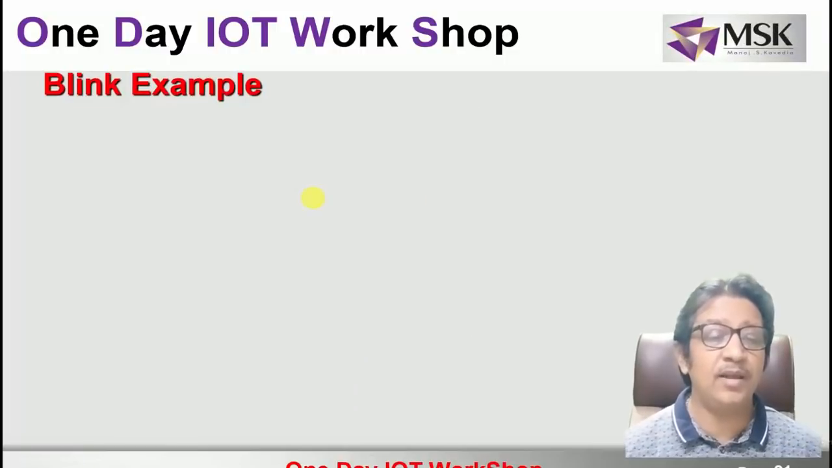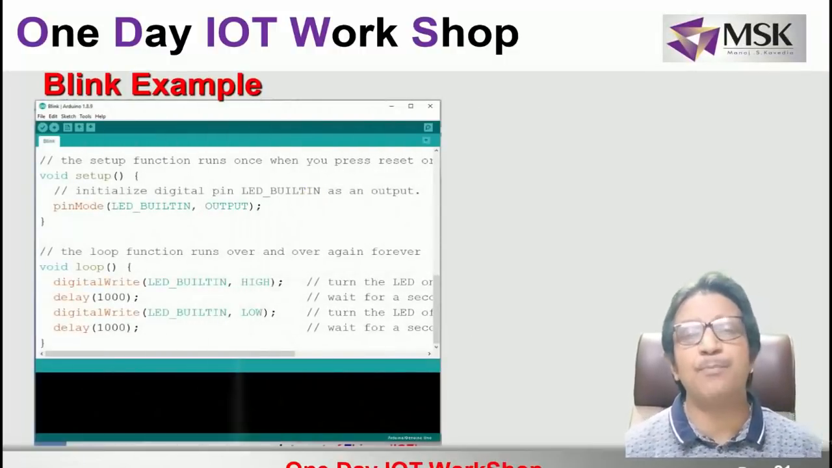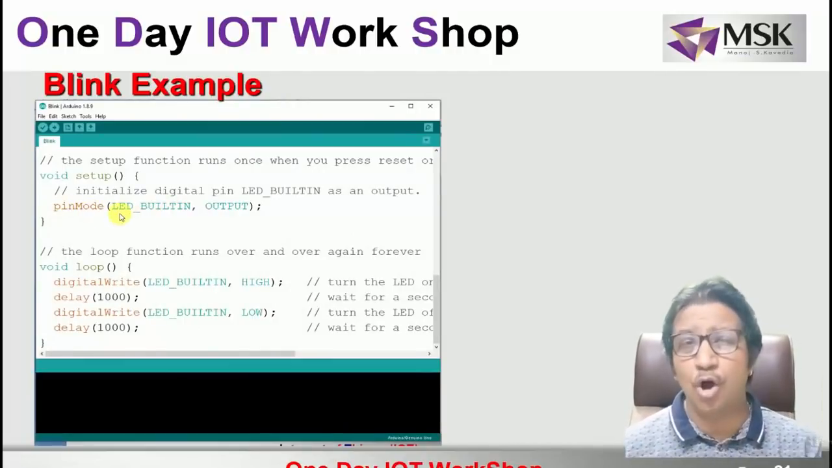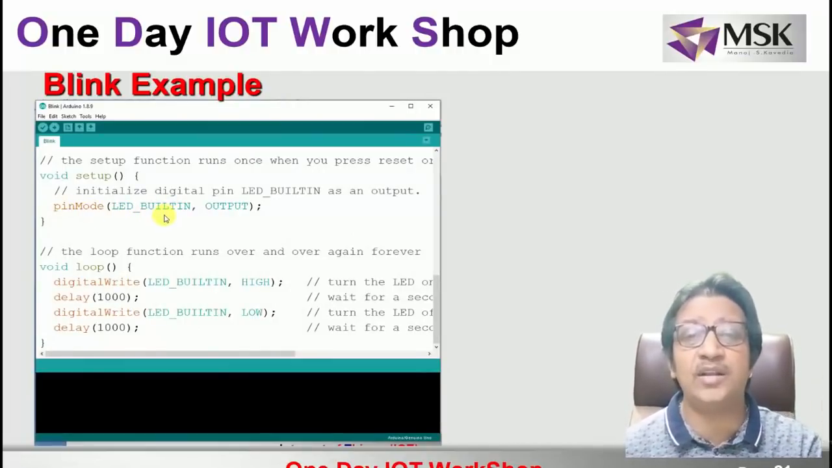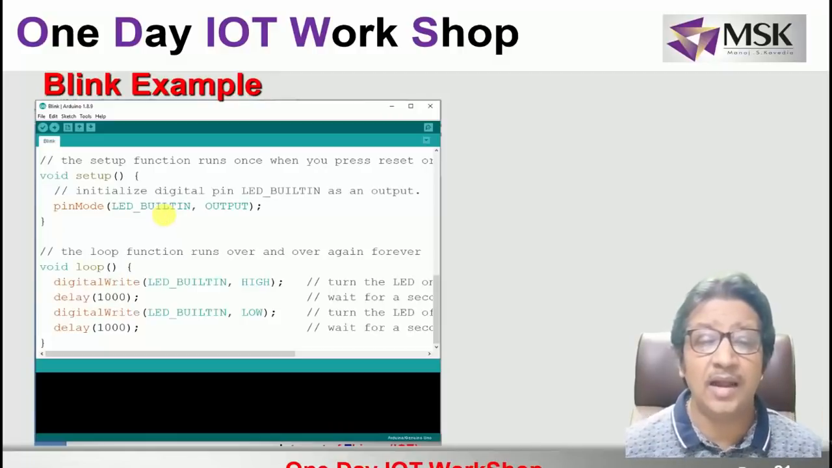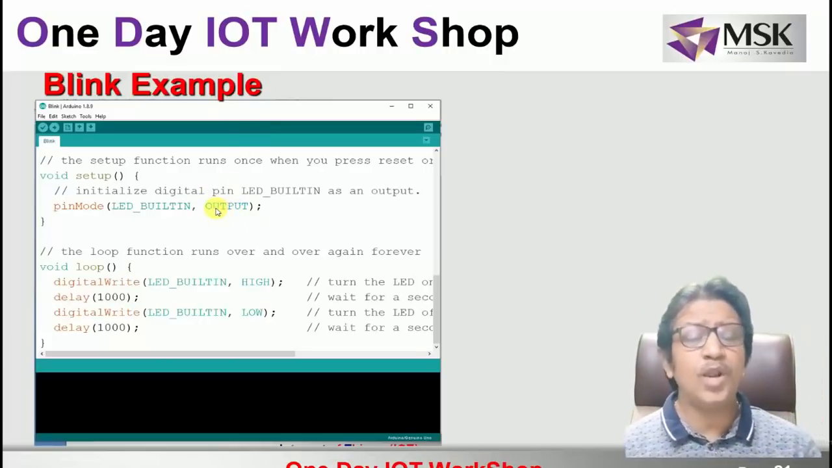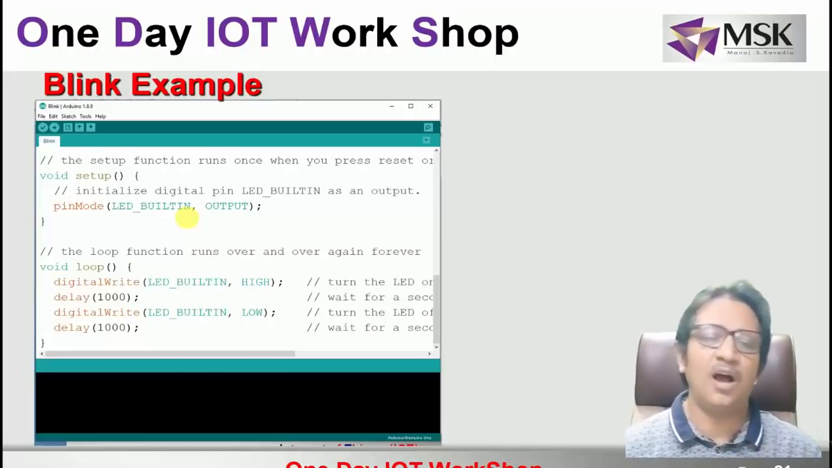So let's see the blink. In setup there is a pinMode function. There is LED built in. This is pin number 13. So on pin number 13 there is a built-in LED. This can be used, and this says my pin is in the output mode. So a minimum one line of code in setup will define pin number 13 as output.